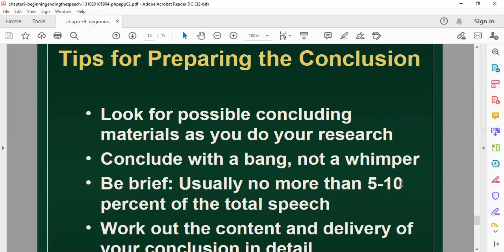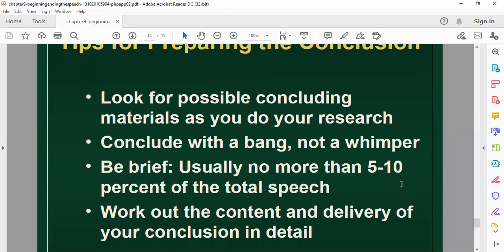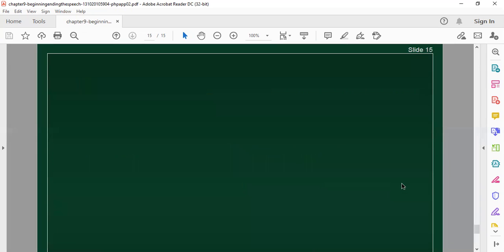Be brief, usually no more than 5 to 10% of the total speech. Work out the content and delivery of your conclusion in detail. You need to practice, do some research and work on it again and again, until you do it in the best possible way. So that's it. We'll move on to the next slide.